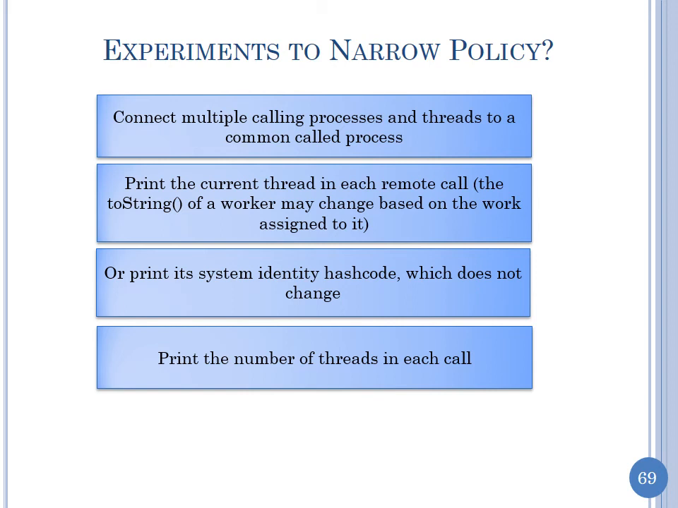The fact that it changed may also not be enough, because the number of threads could change for other reasons that have nothing to do with the pool that you're using. So it's noisy data. That's why I'm saying we can try to use this data to narrow down the policy, though we may not be able to get the exact policy.